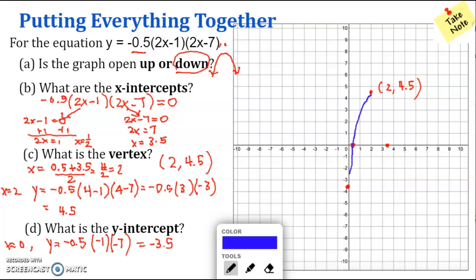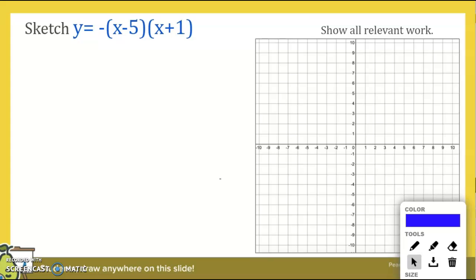So now join those points and draw a nice parabola that looks somewhat symmetrical. So that's my parabola. Now it's your turn to try to do the work yourself. Okay, we are supposed to sketch y is equal to negative x minus 5 multiplied by x plus 1.